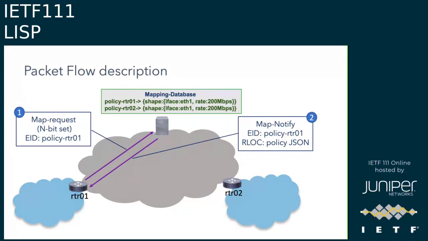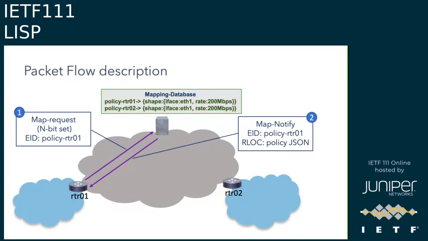In terms of how to specify the policy, the draft assumes that particular policies are either directly configured on the mapping system, or you could have a controller that uses the map registration interface to onboard these policies on the mapping system. And the next step is that when the routers come up, they would have a procedure by which they send a map request to the mapping system, asking for a specific known string, right? In this example, policy RTR01, saying, okay, can you give me the policies that apply to me?